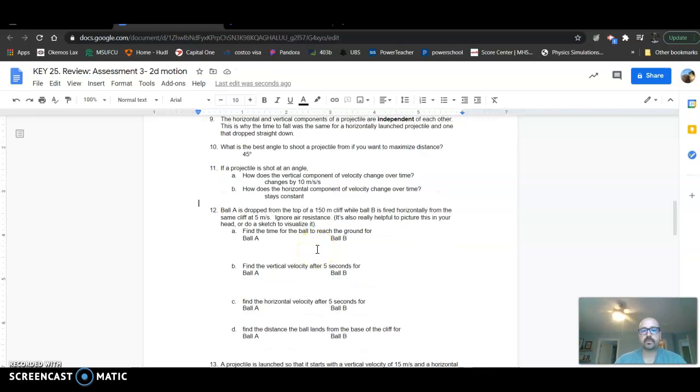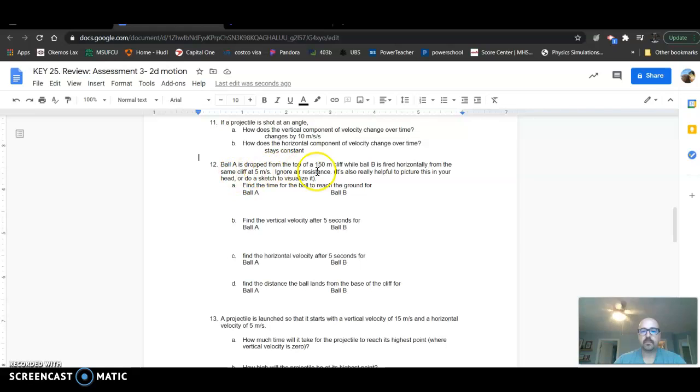So we got some problems here that we had to do some math work for. Ball A dropped straight down, ball B fired horizontally at 5 meters per second. A key thing here is that the time for both of these would be the same. If you knew that and remembered which formula, which was time is the square root of 2d over a, then you can get the answer, which is the same for both of those.